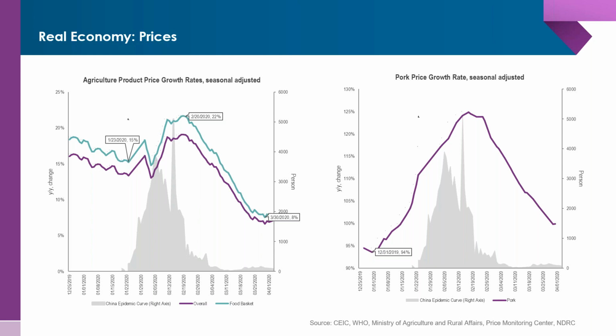You could see how perfectly the growth rate of pork price mirrored China's epidemic curve. Then at the end of March, the growth rate of pork price remained at 100% compared to the price in 2019. So the high pork price would make the March CPI in China stay at a relatively high level. This could limit the room for the central bank to do monetary easing in Q2.